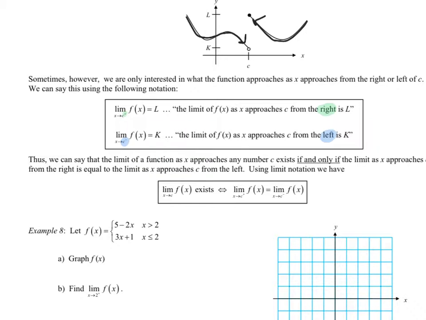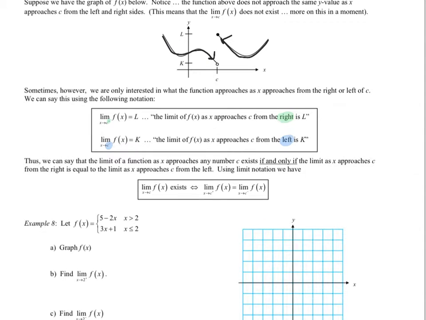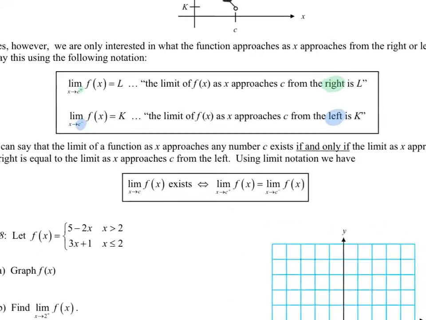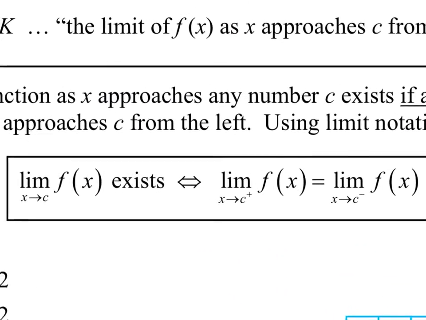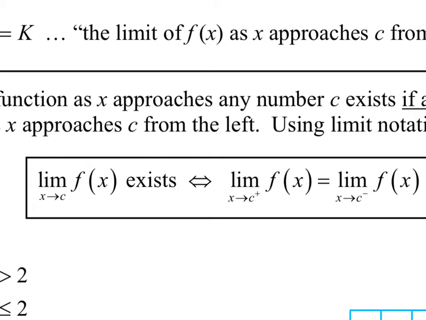Thus, we can say that the limit of a function as x approaches any number c exists if and only if the limit as x approaches c from the right is equal to the limit as x approaches c from the left. Using limit notation, the limit as x approaches c of f of x exists if and only if the limit as x approaches c from the right of f of x is equal to the limit as x approaches c from the left of f of x.